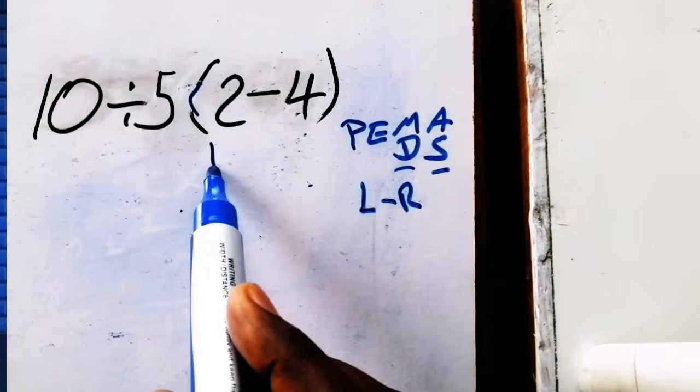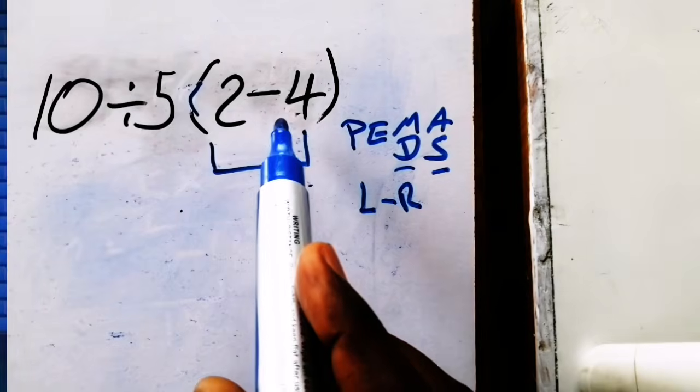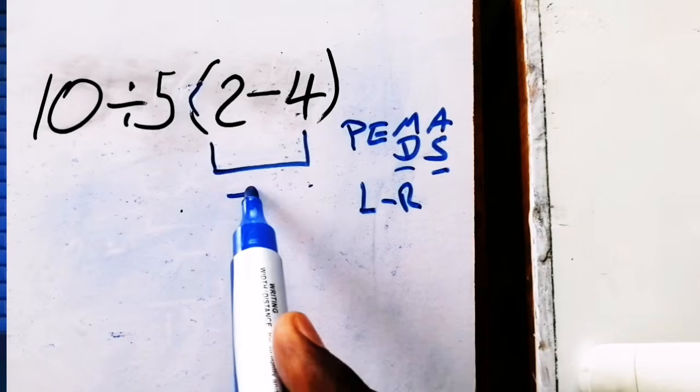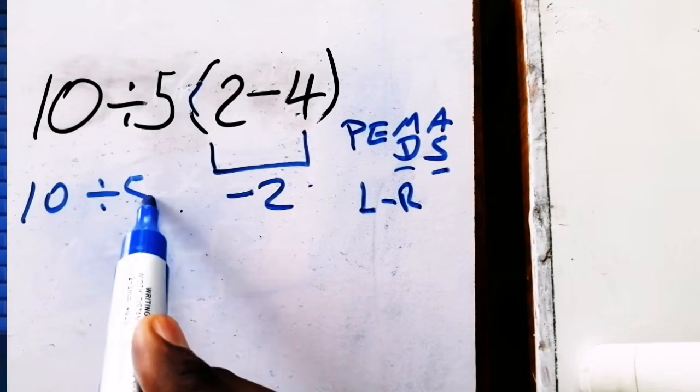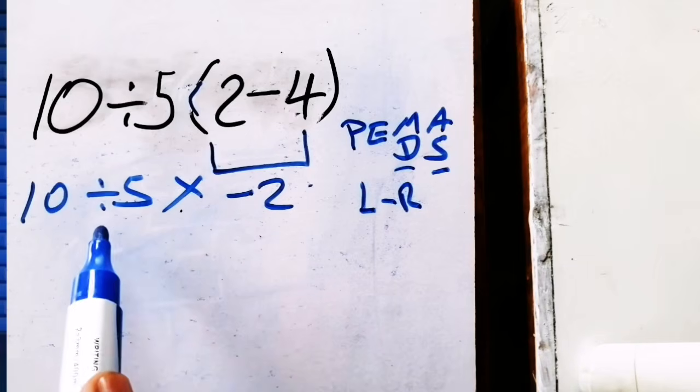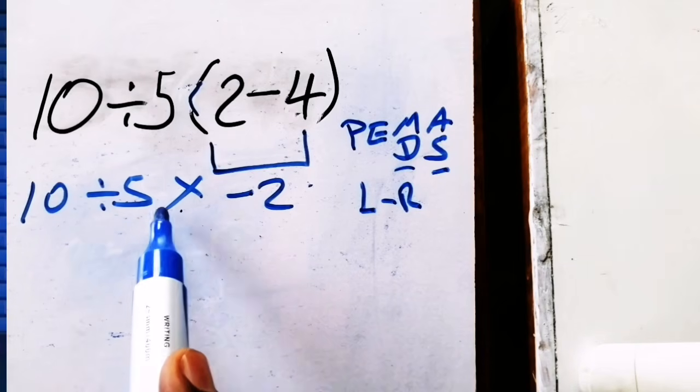Okay, therefore first we have to do this parenthesis. 2 minus 4 which equals negative 2. Then here 10 divided by 5 times negative 2. In this expression there is one division and one multiplication.